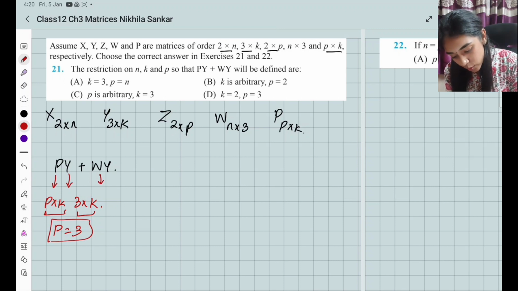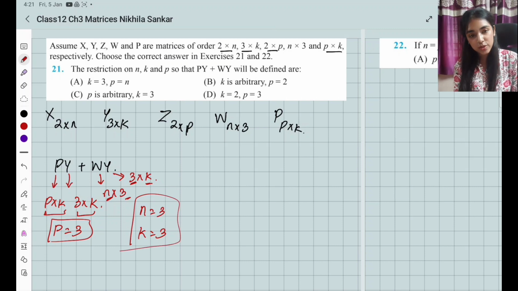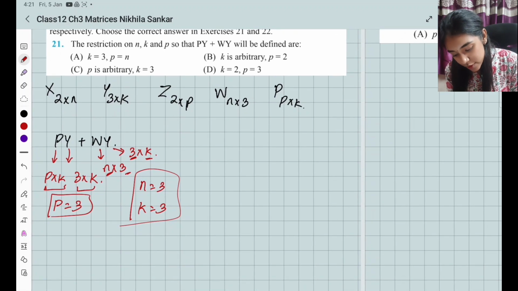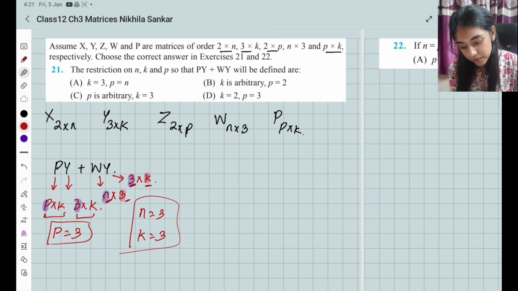அடுத்து W and Y. So W is of order n by 3. Y is again of order 3 by k. So இது ரெண்டுமே ஈக்குவலா இருக்கணும்னா I see that I have to have n equals 3 and k equals 3. So these are the two conditions I should have. புரியுதா? இப்போ ரெண்டு மேட்ரிக்ஸ் நான் ஆட் பண்றேன்னா they should be of same order. So from this I see that p equals 3, n equals 3 and k equals 3.